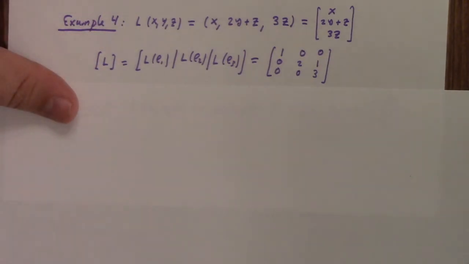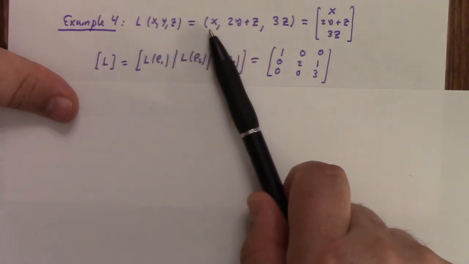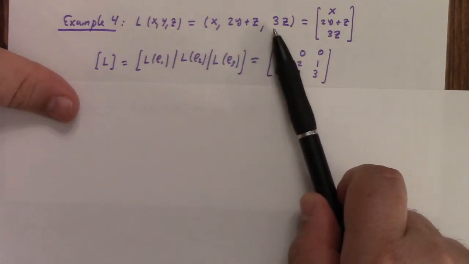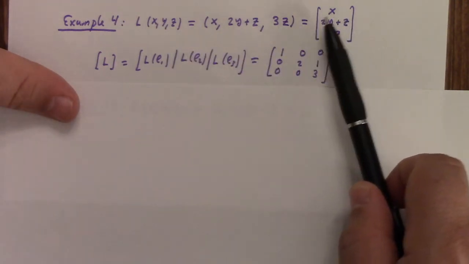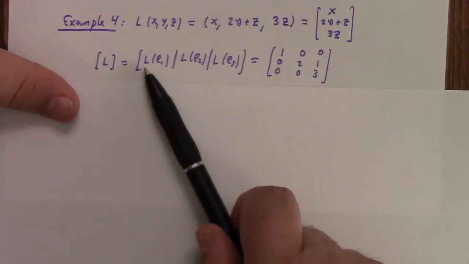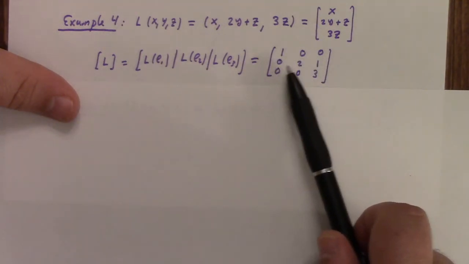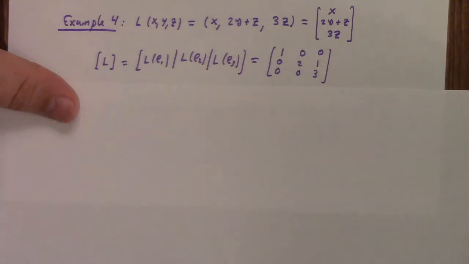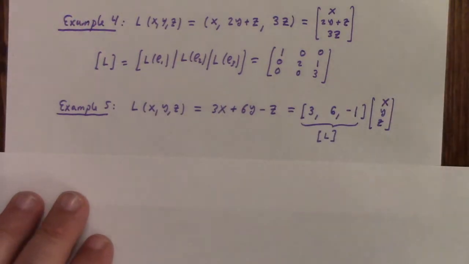So this is example 4. Here I have L of (x, y, z) is (x, 2y plus z, 3z). So this is a mapping from R3 to R3, so we expect the standard matrix is square. And here it is: 1, 0, 0, 0, 2, 1, 0, 0, 3. So I hope these help you. If you didn't know what a standard matrix is already, I hope these clear it up for you.